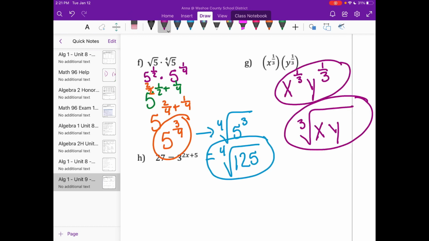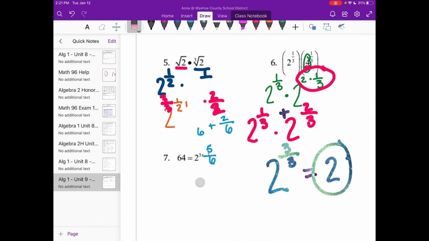All right, here's my work on F and G. On F, you should have gotten 5 to the power of 3 over 4, and then turned that into the 4th root of 125. Check your work, make sure it looks good. Then on G, we can't add those exponents because x and y are different bases. So I just wrote them as x to the 1/3, y to the 1/3, and then put x and y in 1 cube root. Again, if you have questions on that, be sure to ask your teacher in class.